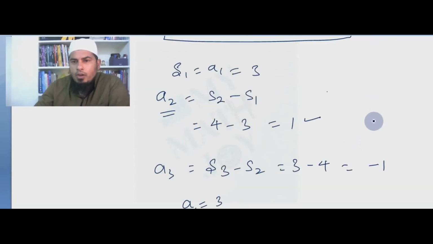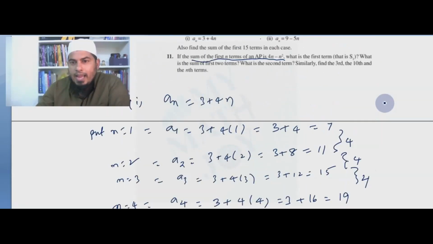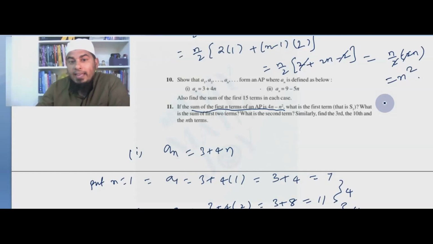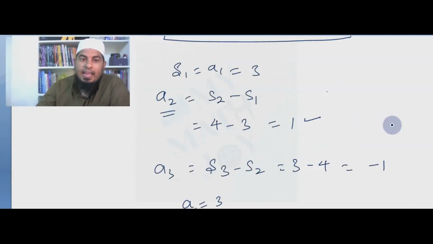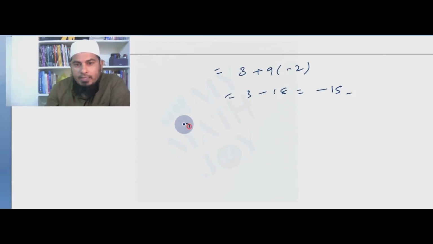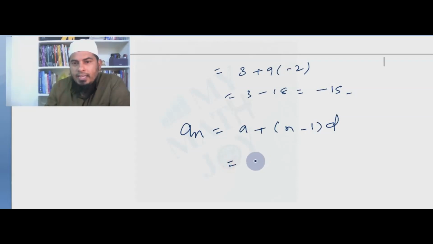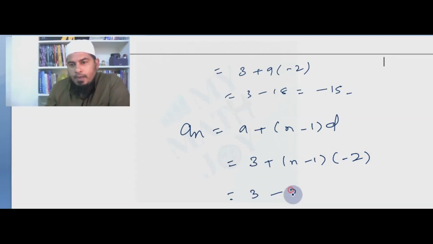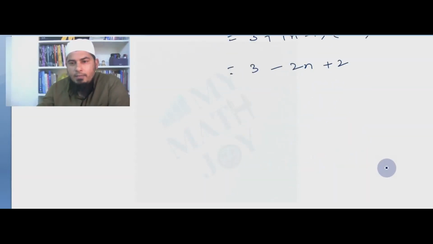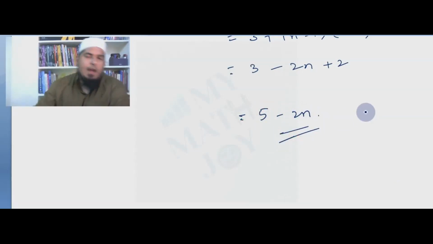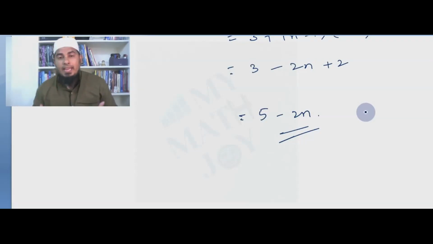And in the question he told me to find the nth term. If I want the nth term, an is equal to A plus n minus 1 into D. A is 3 and D is minus 2. So 3 minus 2n plus 2, exactly my answer will be 5 minus 2n.